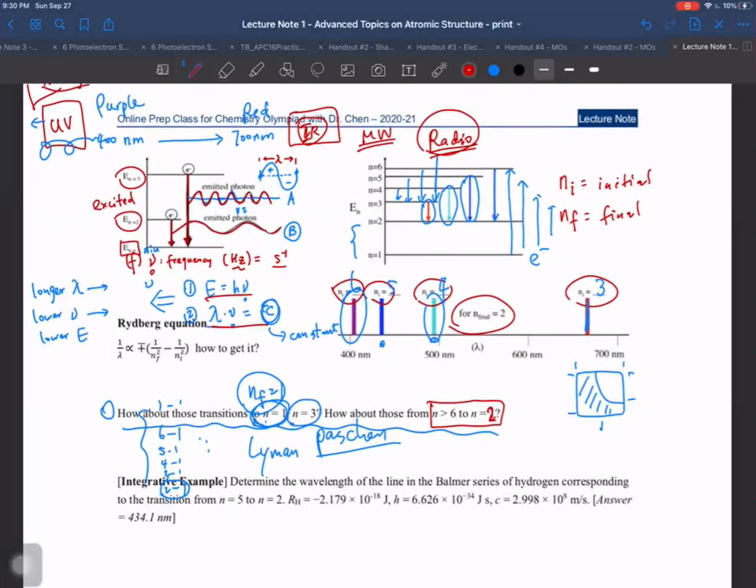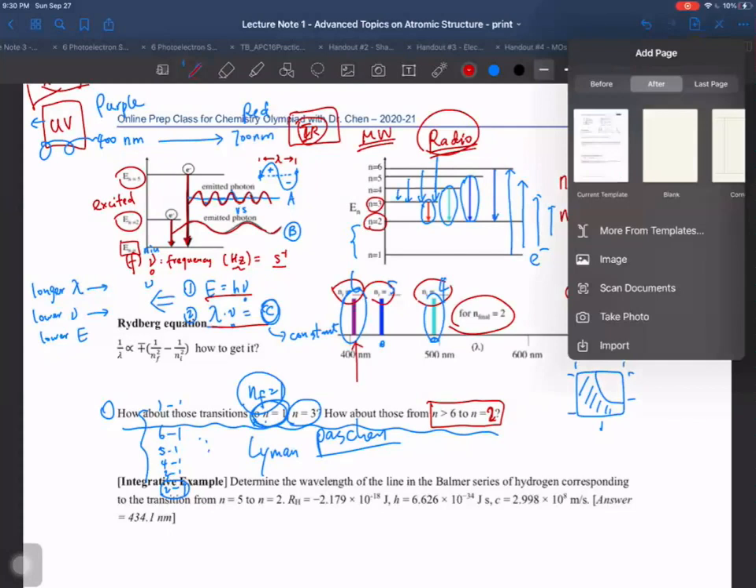So next, I would give you an example of calculation to show you why. Let's take 3 to 2, for example, to show you 3 to 2 is in the visible range and is supposed to be very close to 400. Okay, let's have a try.